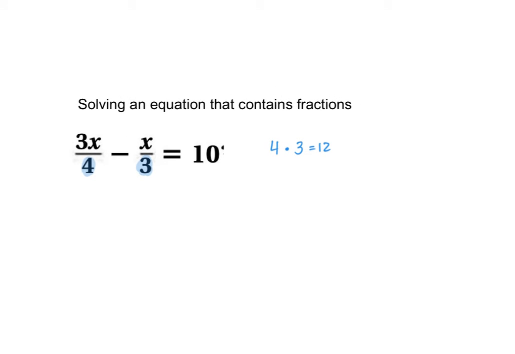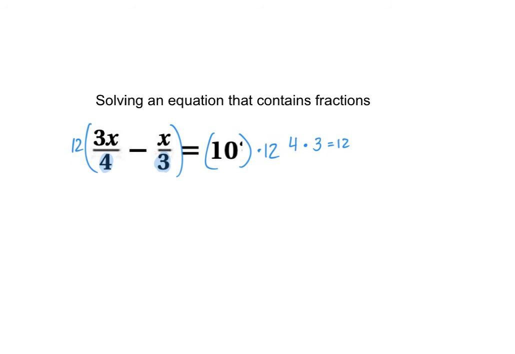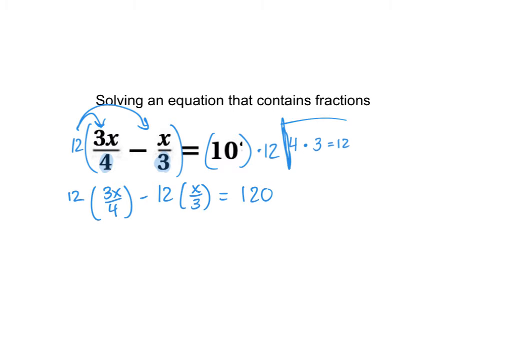The reason we're doing that is because we can multiply the entire equation by 12, and then we will get rid of the fractions. So this side's going to get multiplied by 12, and this side's going to get multiplied by 12. This 12 gets distributed to both terms. So we get 12 times 3x over 4 minus 12 times x over 3 equals 120, because 10 times 12 is 120. This is separate, by the way.